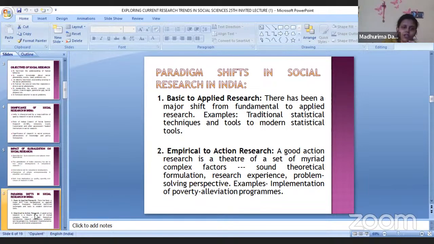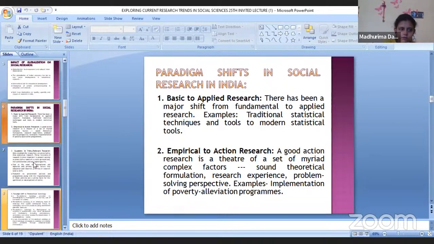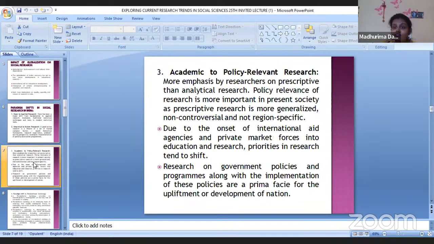Okay. So the second shift is from empirical to action research. The next shift is from academic to policy relevant research. Now, as I was saying, while discussing the importance of research, policy relevance is very important. Because if a research is not policy relevant, then it has no use. There is no value in carrying out that research.